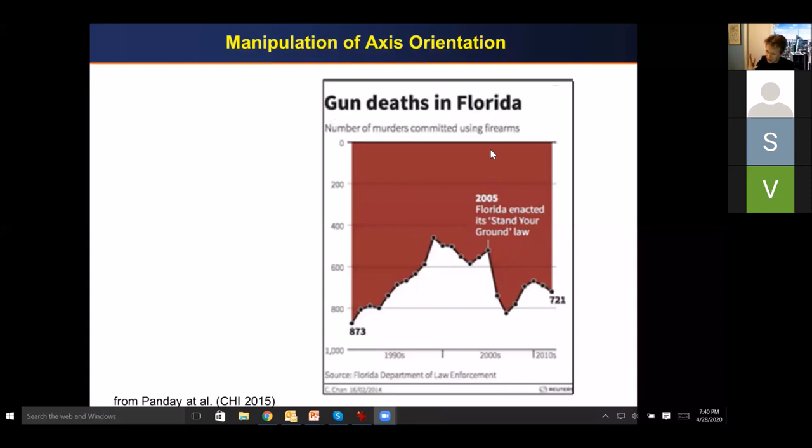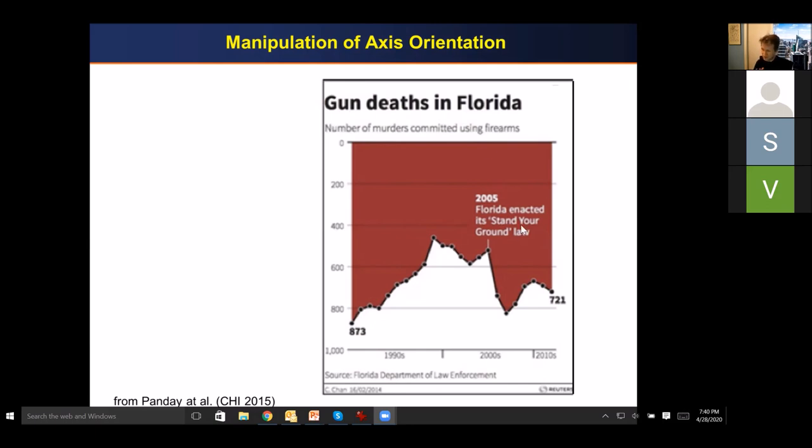So when you are a viewer of a visualization, and people have studied this, and I'll show you experiments on that in a future slide, people usually look at the title very quickly. So whenever you make a visualization, the title is very important. Gun deaths in Florida is basically a headline, just like in newspapers. You look at the headline first, then the smaller headline, and you look at the text.